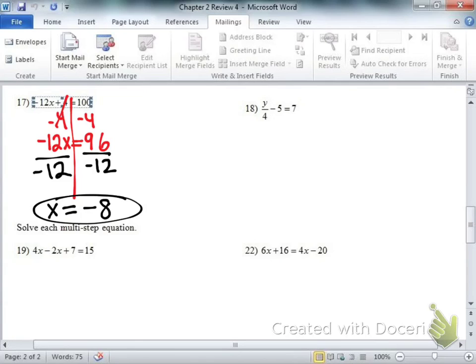Did you add? I'm not sure what I did. You added 12. Oh, I see. Yeah, careful. Since it's right next to the x, it's multiplying. So you've got to be careful on those.